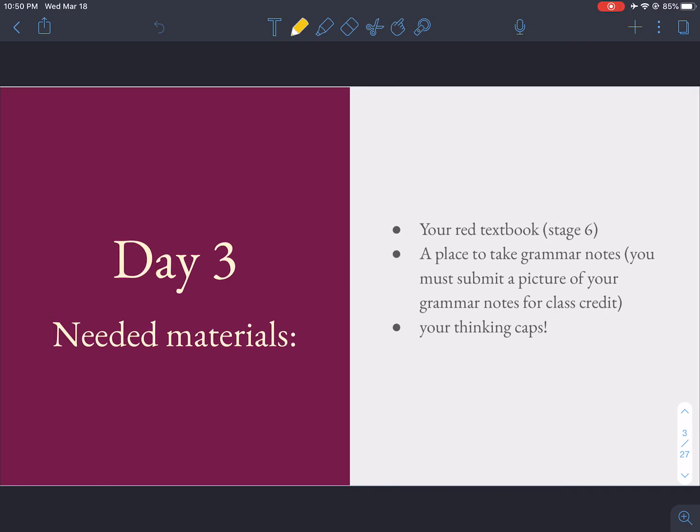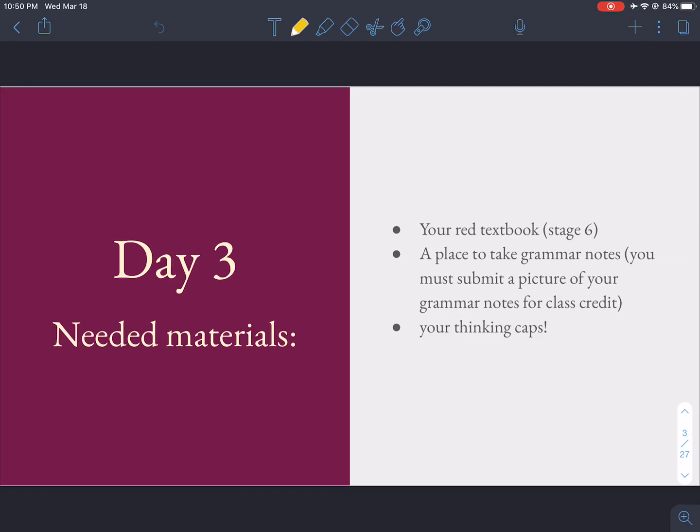Okay, so your needed materials for today are your red textbook. We are in stage 6 right now. You're also going to need a place to take grammar notes, and you will have to submit a picture of your grammar notes that we take now together for class credit. You can, again, submit that on Google Classroom as a picture, or if that doesn't work, you can always email me. Whatever is fine, but please make sure that you send your notes to me so I know we're all on the same page, quite literally and figuratively. Also, please bring your thinking caps, because today we are going to be learning some super cool stuff.